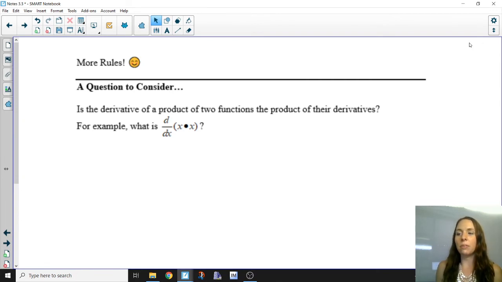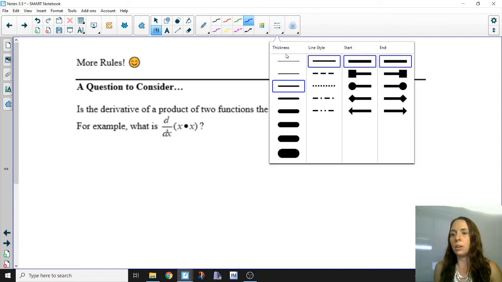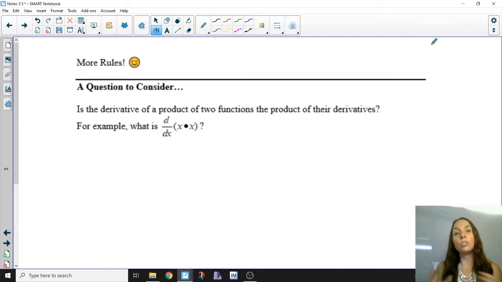Is the derivative of a product of 2 functions the product of their derivatives? And here's what I mean by that question. Take a look at the example. For example, what is the derivative of x times x? So what I'm asking you here is, if we have 2 functions that are being multiplied, can we assume that we can just take the derivative of each piece separately and multiply those derivatives together? Would that work?